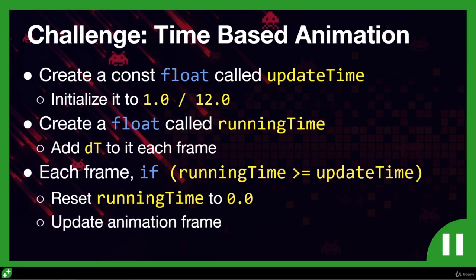So take all the code we just did under the comment update animation frame and stick it in this new if check. That way we'll only update the animation frame if running time is greater than or equal to update time. This is a bit more complicated than the challenges you've faced thus far, so don't get discouraged if you can't figure this out. Pause the video and give it a try, and then we'll do this together.